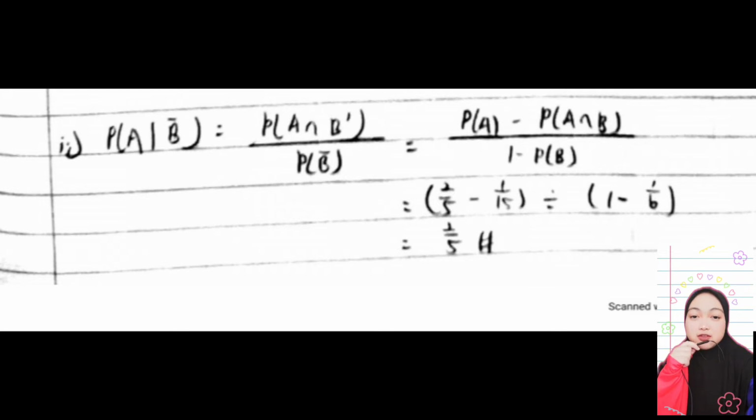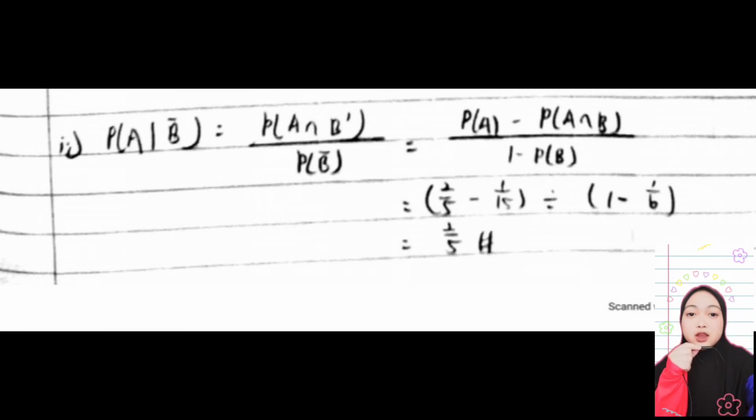For question B2, find probability A given B prime. Probability A given B prime is equal to probability A intersect B prime over probability B prime, equal to probability A minus probability A intersect B over 1 minus probability B. So 2/5 minus 1/15 divided by 1 minus 1/6. So the answer is 2/5.